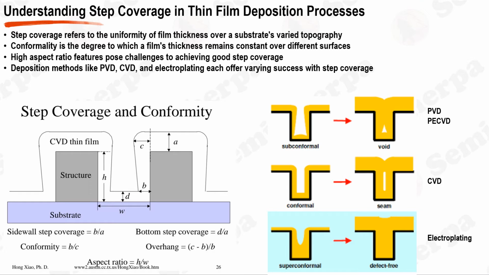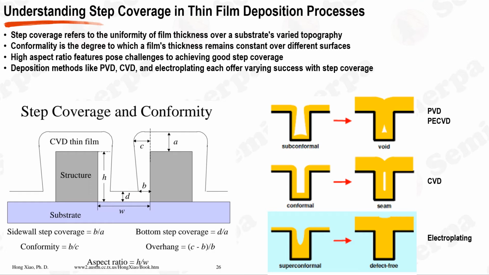Voids and seams can be formed during the film deposition in high aspect ratio features. Voids are empty spaces within the film that may form if the deposition rate on the top surfaces is higher than the bottom, causing the top to close off before the feature is fully filled. Similarly, a seam is a narrow gap that forms when two growing films meet and cannot completely fill the feature. Understanding and controlling these phenomena is crucial to achieve optimal step coverage.